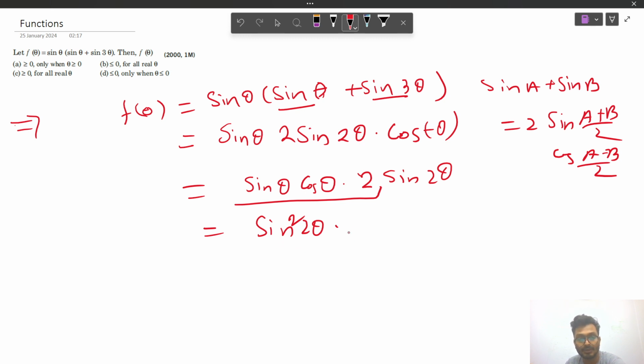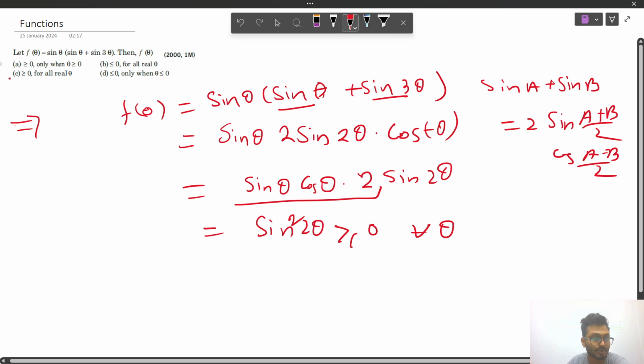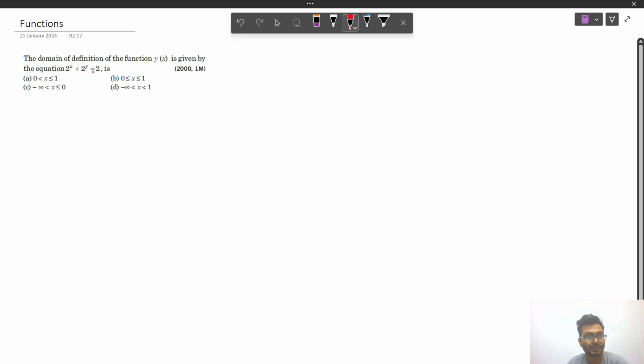Now this is a square function, so it will be greater than or equal to 0 for all theta. So which option is correct? Our option C is correct. It is greater than or equal to 0 for all theta, right? So let's jump into the third question. The third question was this.